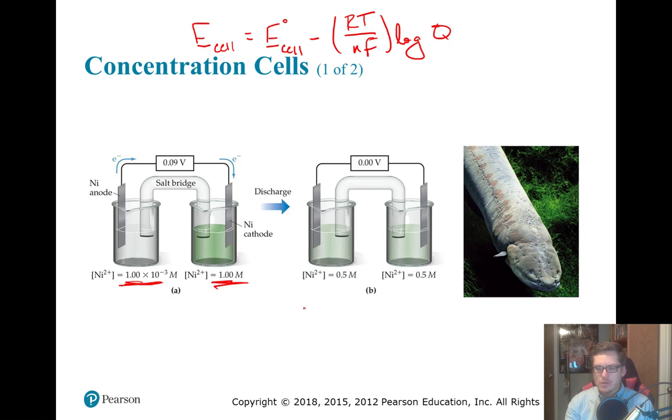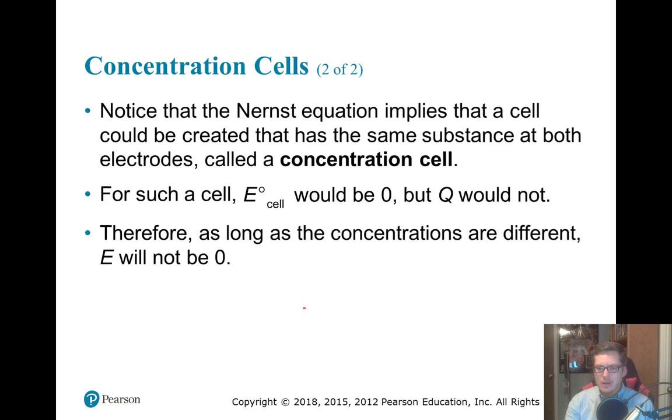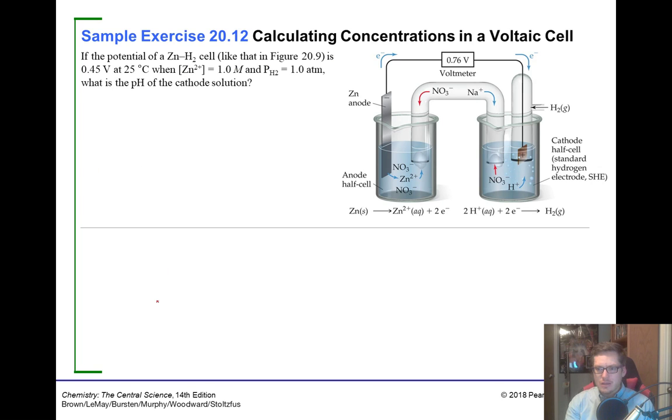Now, really what they're trying to do is reach equilibrium, so those concentrations will be equal to each other. This bullet point is exactly what we just explained. The Nernst equation implies that a cell could be created that has the same substances on both sides, and that's known as a concentration cell. As long as those concentrations are different, the E will not equal zero. So that's about it for concentration cells. Now let's do some practice problems.